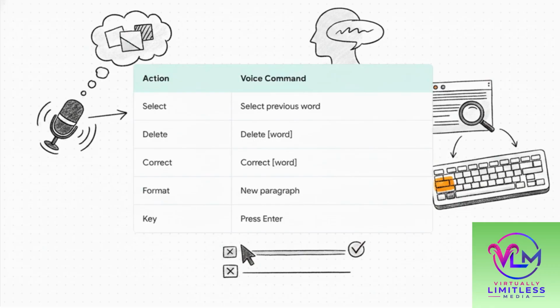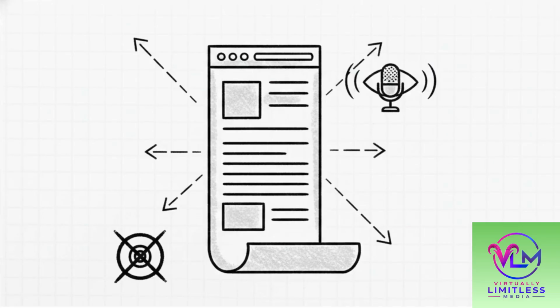But I gotta say the absolute game changer here is fixing errors. If the system mishears you, you don't need to grab the mouse. Just say correct followed by the word. It instantly opens a list of suggestions to fix that specific misheard word. It is incredibly effortless. And beyond just editing text, navigating long documents or web pages becomes a total breeze.